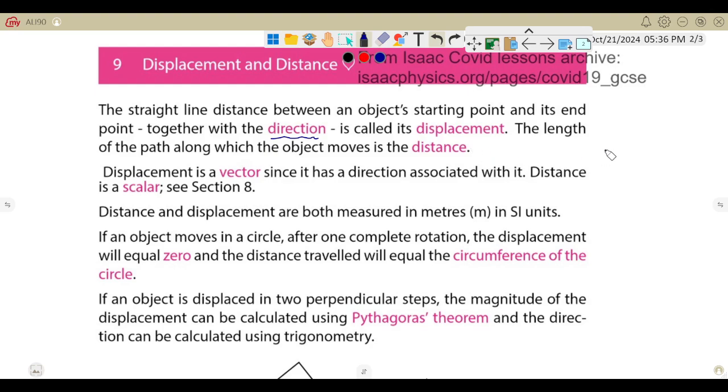That means we are interested in just the start and the end. It doesn't matter what the path of the moving object is, we just need to pay attention to this distance. That's what we call the displacement. The length of the path along which the object moves is the distance. That is the difference between the two. All the path traveled by the object is called distance, or the measurement of the path is the distance. But from the beginning to the end directly is what we call displacement.